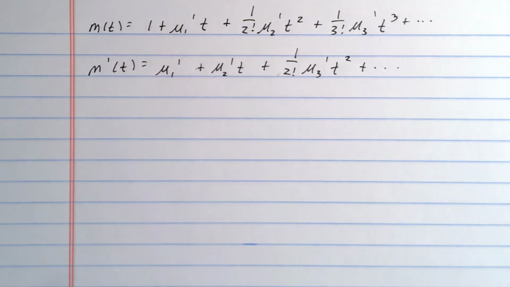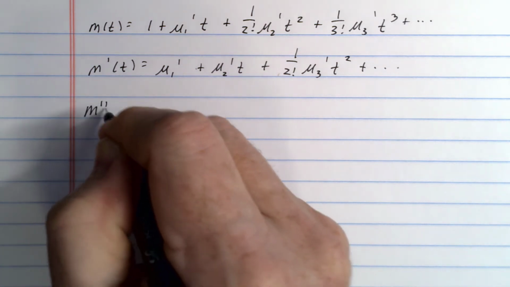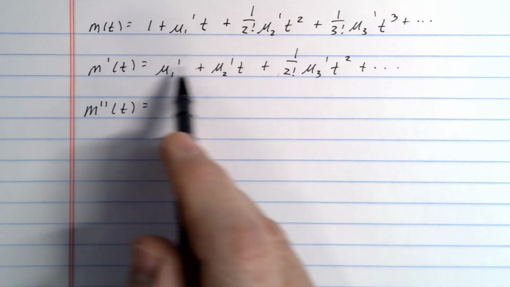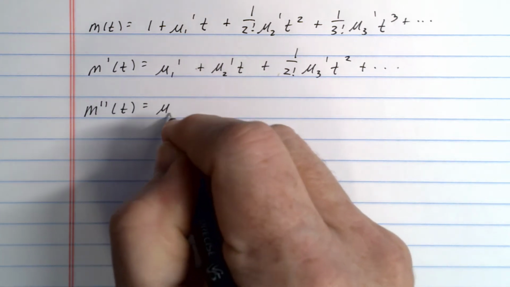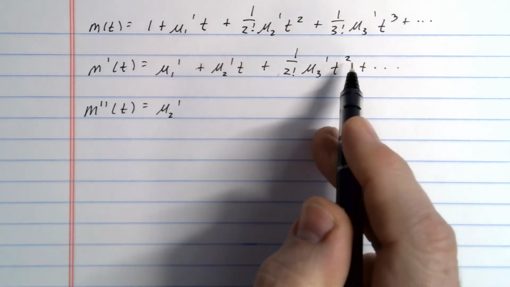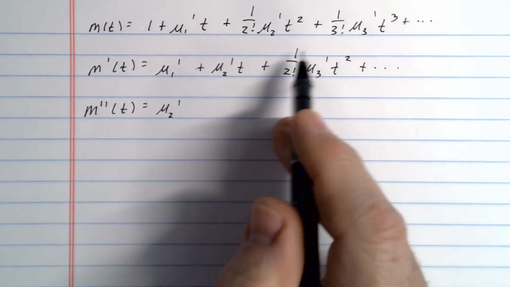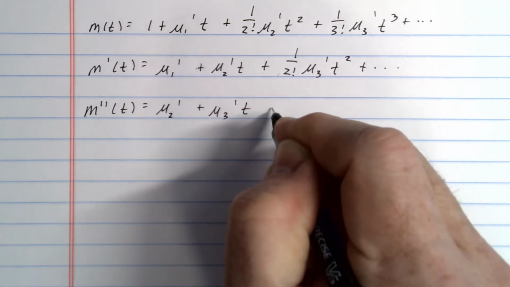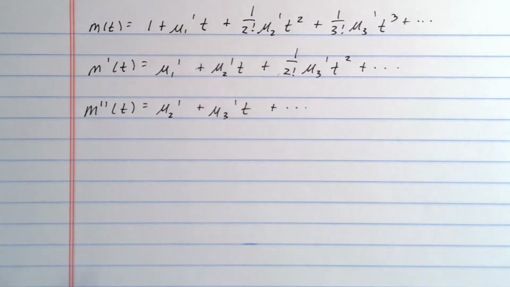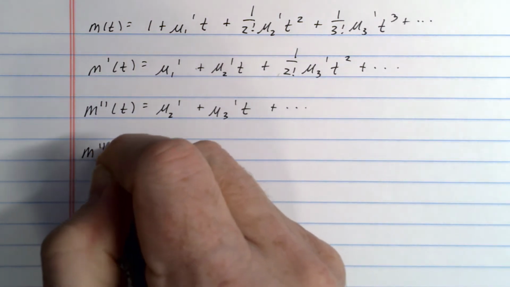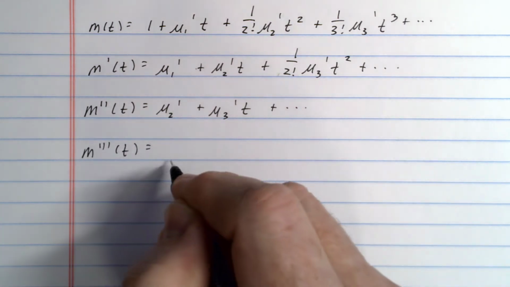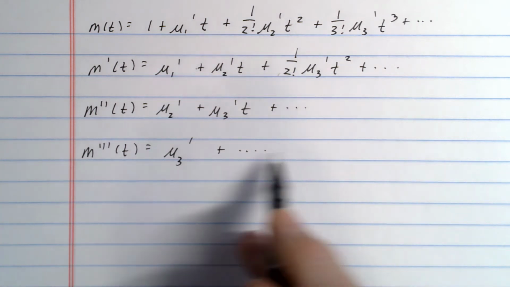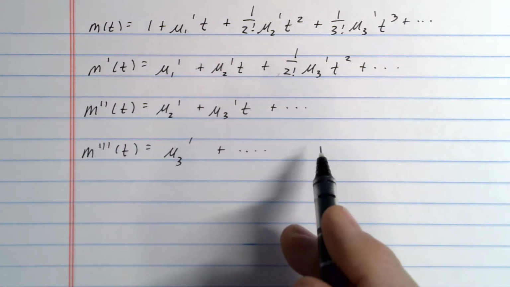All right, the second derivative, I think you can see that this would just be 0. That's just a constant. It looks like we would get mu 2 prime. Over here, let's see, this 2 would cancel with this 1 over 2 factorial, just leaving us with mu 3 prime t plus other stuff. I think you can see that the third derivative here would just be mu 3 prime plus other terms, and all those other terms would involve some value of t.